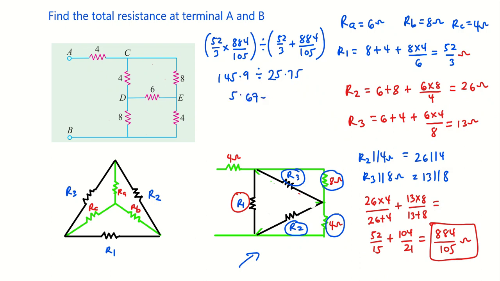That gave me a value of 5.67 ohms. So we're going to add this to the 4 because it is going to be in series with the 4. So we're going to have 4 plus 5.67 ohms. Let's see what we get. That gives us a value of 9.67 ohms. So this will be the total resistance at terminals A and B.